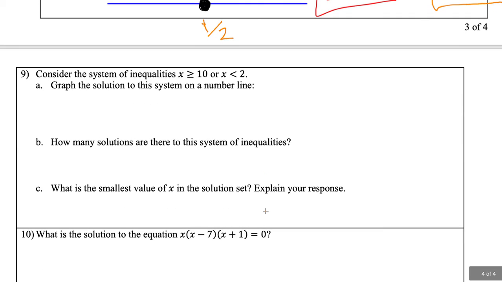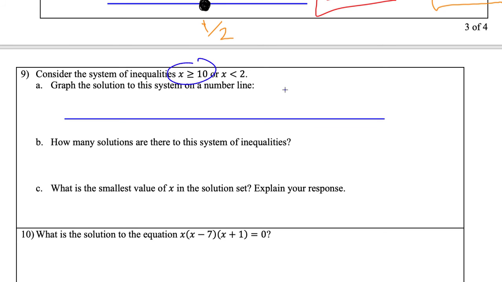All right, so we have these two inequalities. X is greater than or equal to 10. X is less than negative 2. I need to graph them on another number line. Go ahead and make your number line. All right, so x is greater than or equal to 10. Is that a filled solid point or is it an open point? Solid. Filled. And 10 is bigger than 2, so it's going to be on the right-hand side. Here is 10. Is it going to be to the left or to the right of 10? To the right.